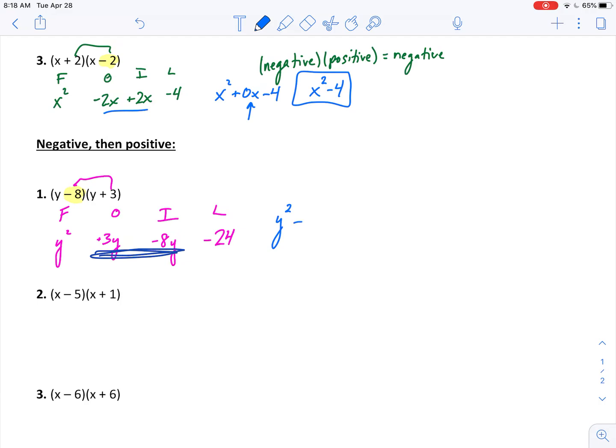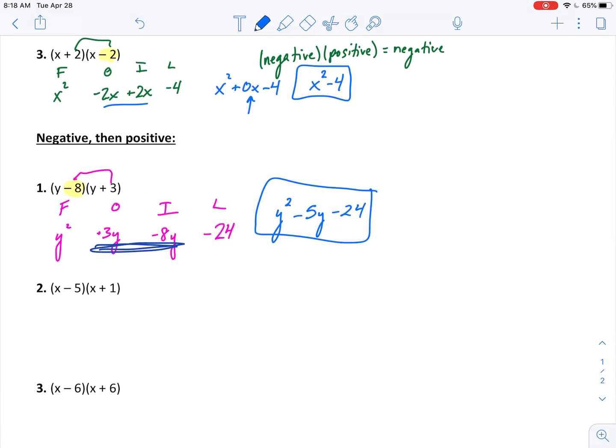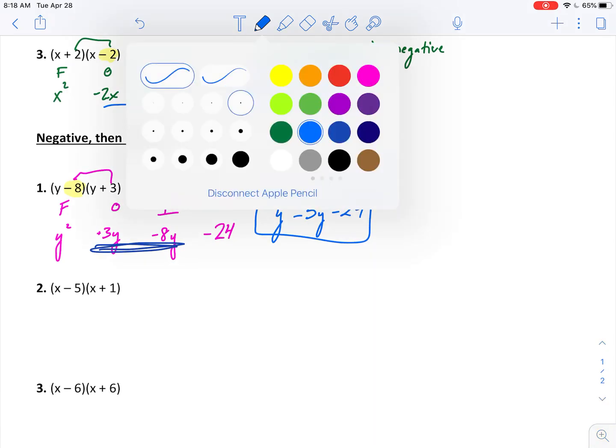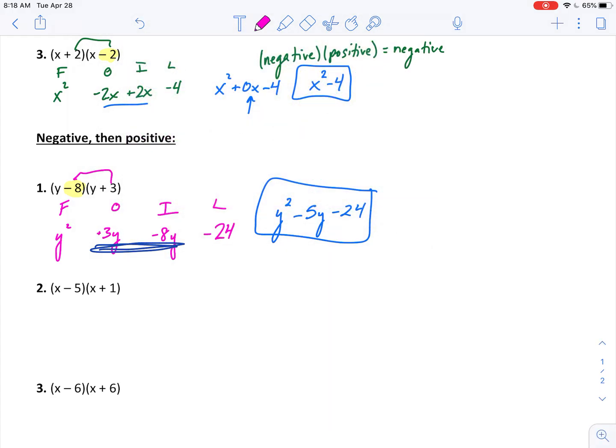And let's look at how we can combine our like terms here. So here are my like terms. And now I've got y squared, 3 minus 8. Oh, I got those mixed up. 3 minus 8, be careful about your signs there. 3 minus 8 is negative 5. Easy to make mistakes. Now I've got the same thing here.